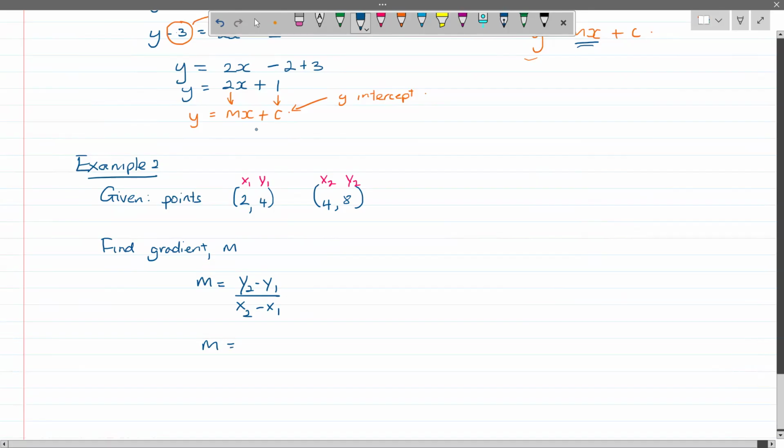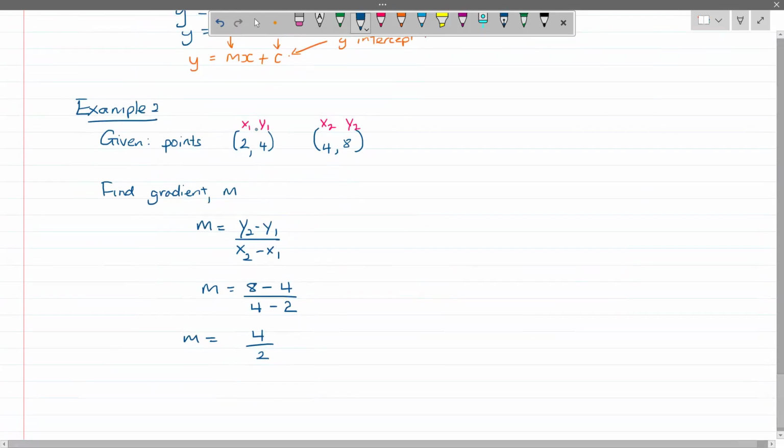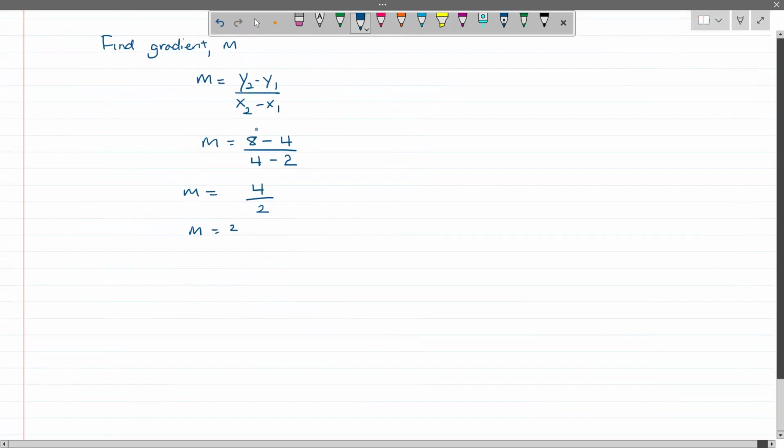m is equal to 8 subtract 4 over 4 minus 2. 8 take away 4 will give me 4. 4 take away 2 will give me 2. So m is equal to 2. The next step is to find our equation of the line using m is equal to 2.